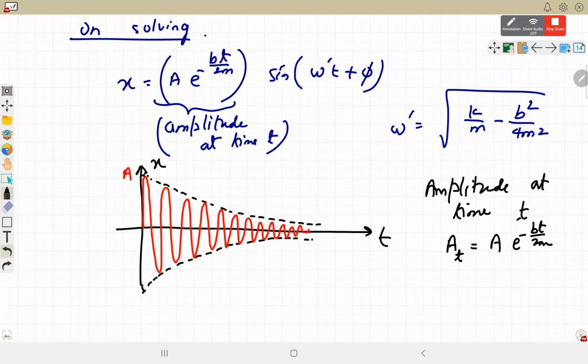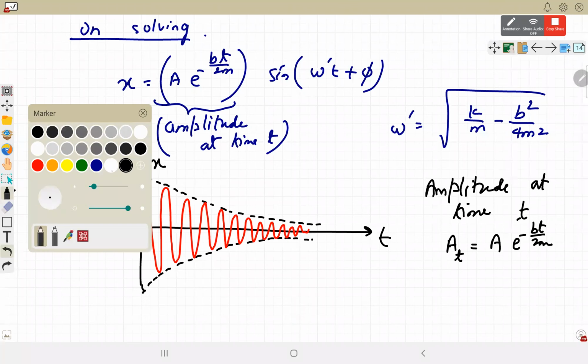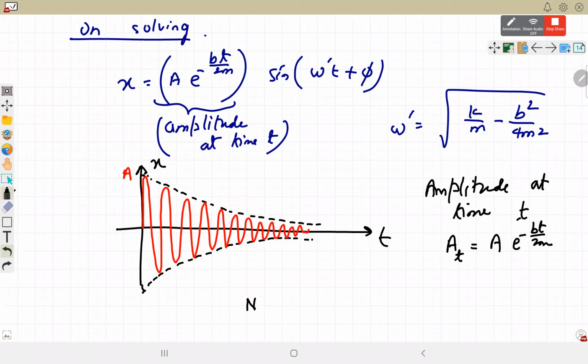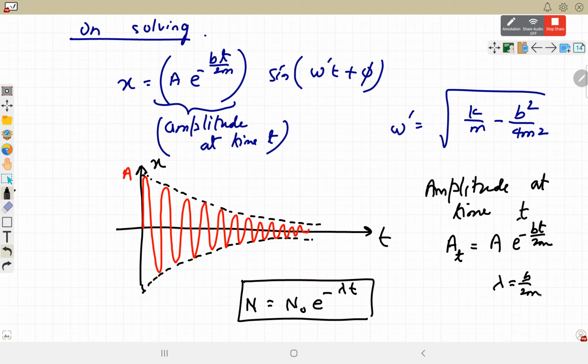If you remember the nucleus decay, the formula for the number of nuclei present at time t: initial number of nuclei N naught, so the number of nuclei remaining after time t is N equal to N naught e raised to power minus lambda t. If you compare, N naught was the initial number of nuclei, here it is a. Lambda was the decay constant; here lambda becomes b by 2m, that is the equivalent decay constant.